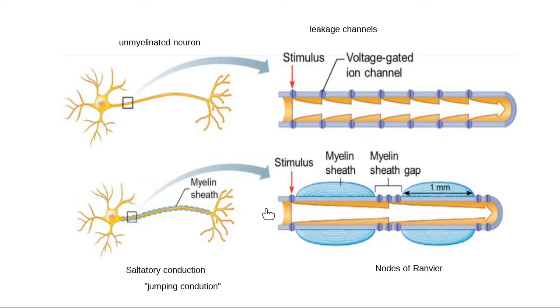When I am sending a message down a myelinated axon, I build it right here, and then I get to jump to the next gap to build it again. And then I get to jump to the next gap to build it again. I'm just jumping my way down the axon, as opposed to an unmyelinated axon, where really quickly I have to go through and rebuild this signal all the time.